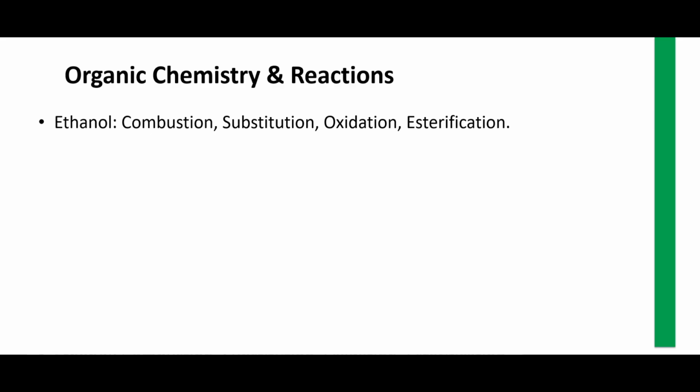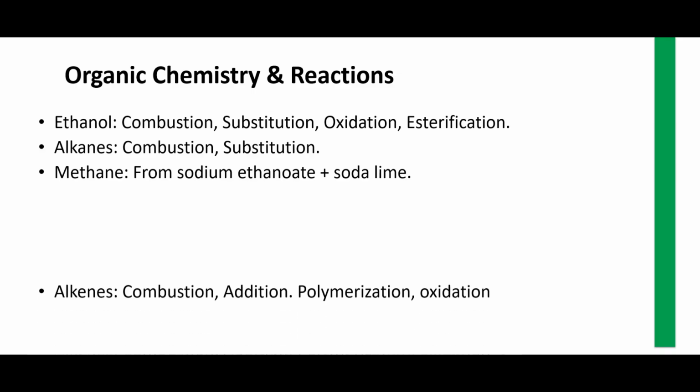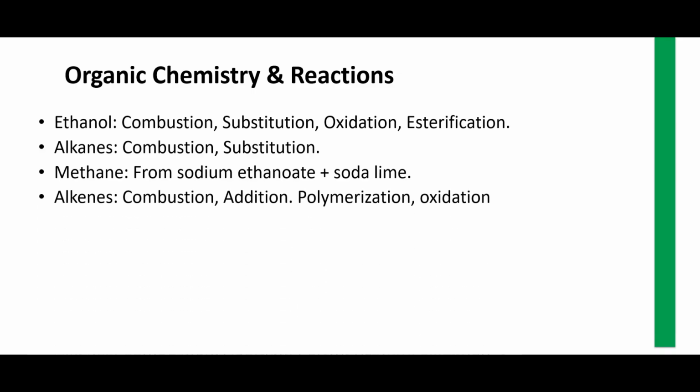Recall that for alkanes, their reactions are only combustion reaction and substitution reaction. Methane is prepared by decarboxylation of sodium ethanoate using soda lime. Know this equation. Alkenes undergo combustion and addition. You can make ethanol by hydrating ethene. Just add steam to the alkene under high temperature in the presence of tetraoxophosphate 5.